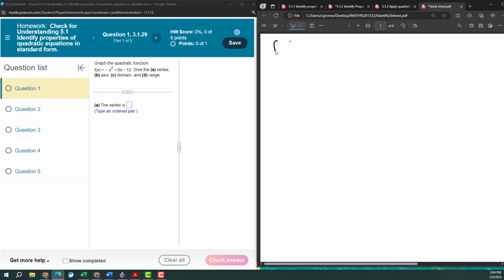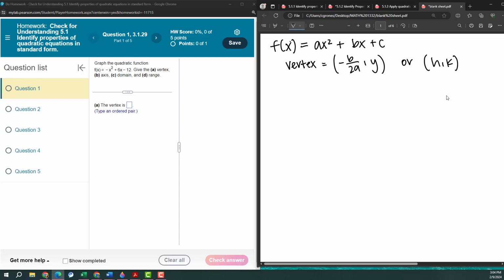So just remember, I'm going to write this out at the top. We've got f of x equals ax squared plus bx plus c. And then from this, we're going to find our vertex. This is going to equal negative b over 2a comma y, or h, k. So depending on the form that we are given.